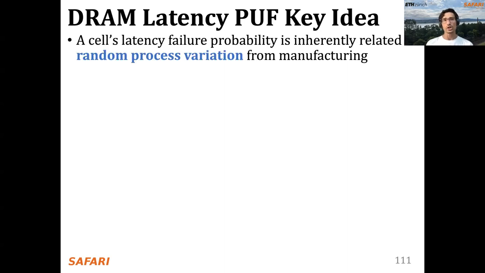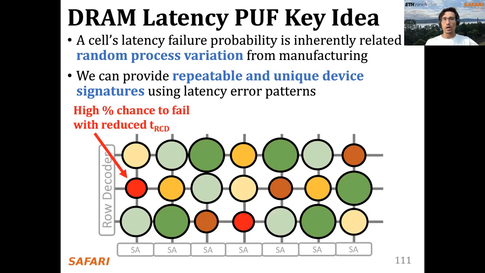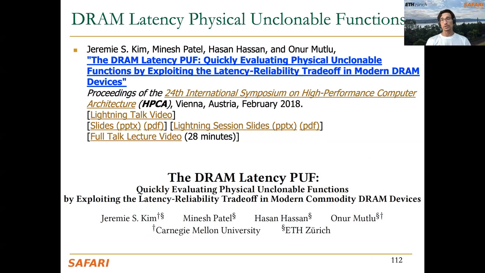The key idea here is to take advantage of the random process variation that comes naturally from manufacturing, and this way be able to generate, based on the probability of failure of the different cells, repeatable and unique device signatures. The key idea is to reduce tRCD in the access to DRAM in a way that some cells have high chances of getting errors while others do not, and to take advantage of the errors generated here in order to create sequences of bits that can be used as keys of physical unclonable functions. This is the paper that was presented in HPCA 2018.